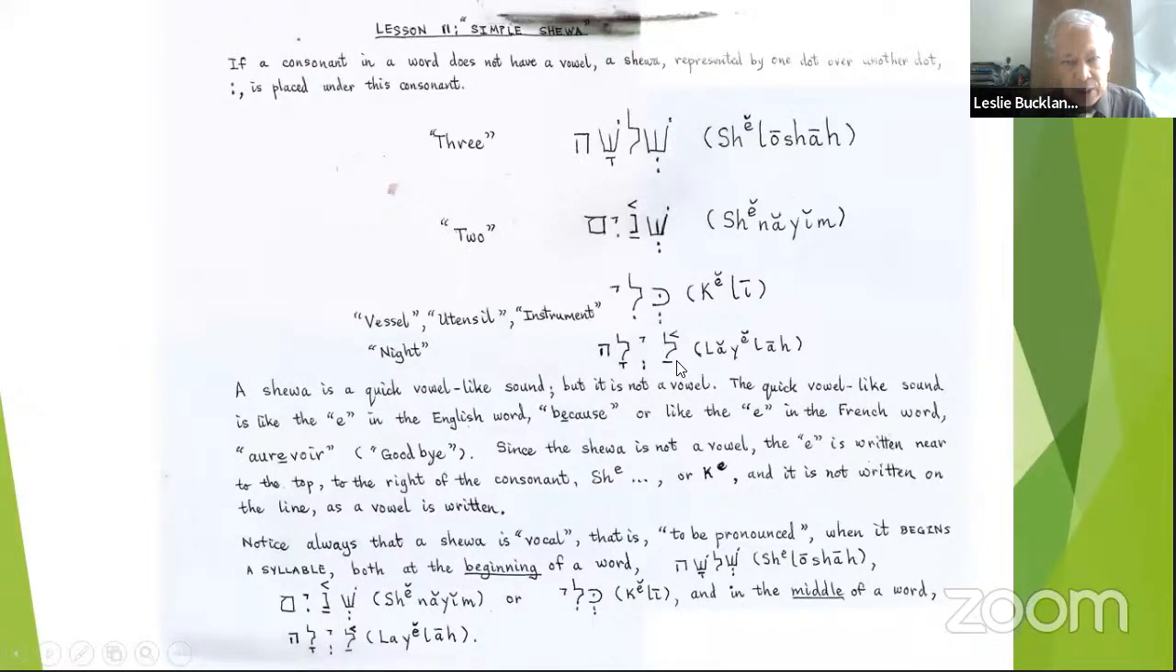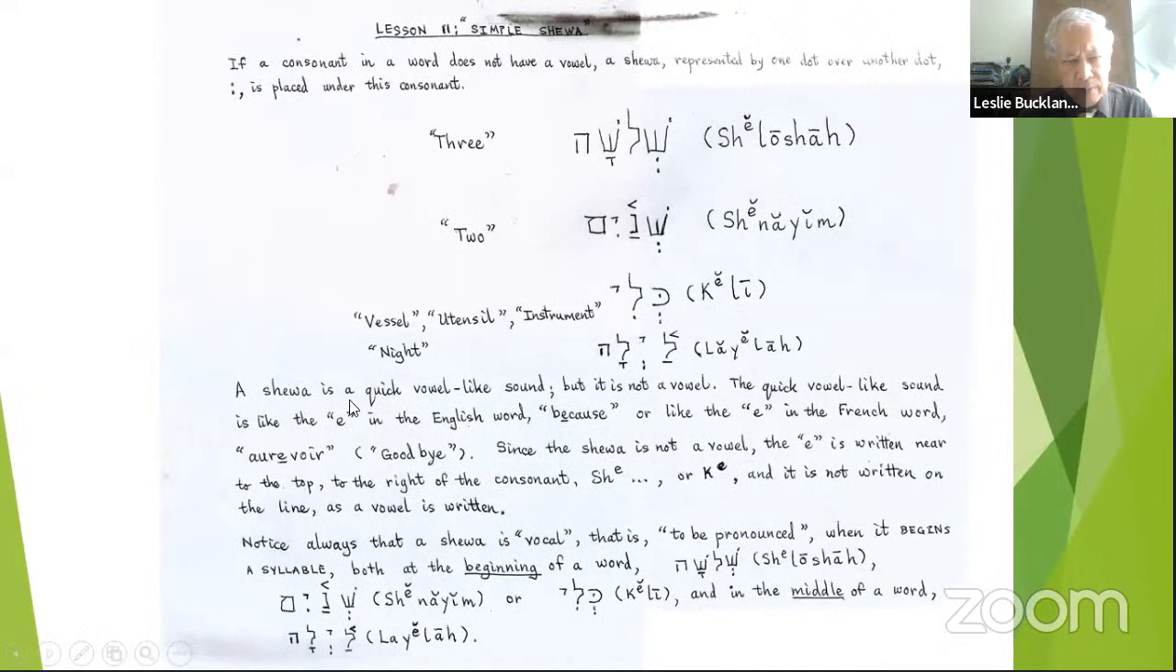Another example is the word layala. Notice that the yod in the middle of this word does not have a vowel underneath it. And so we put the simple schwa under it. If a consonant or a letter in a word does not have a vowel, a schwa is placed under this consonant or letter. So this is why the simple schwa is placed under the consonant yod.